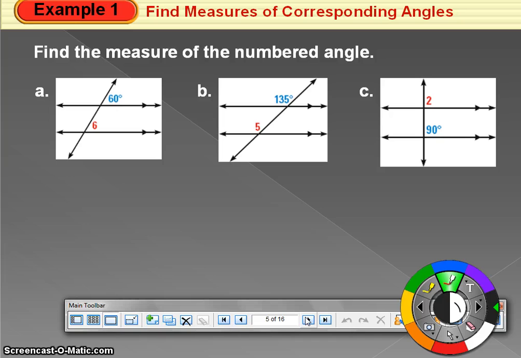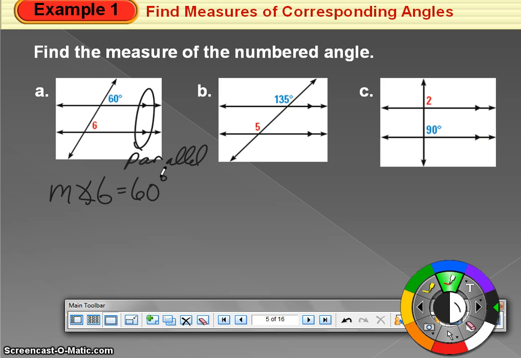So here we're going to find the measures of corresponding angles. So find the measure of the numbered angle. So this number 6 right here, these arrows mean that the lines are parallel. So always look for those. So since I know that these two lines are parallel to each other, then the measure of angle 6 equals 60 degrees. The measure of angle 6 equals 60 degrees.